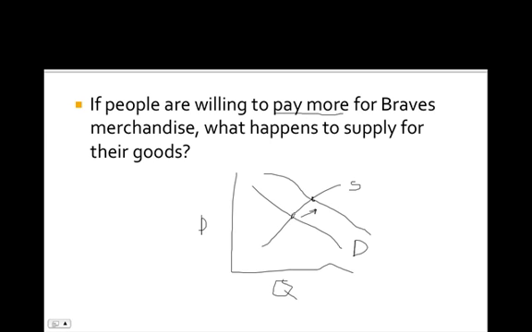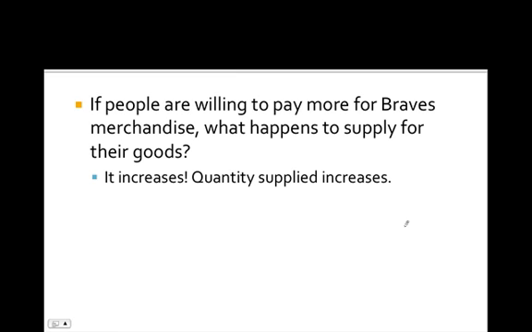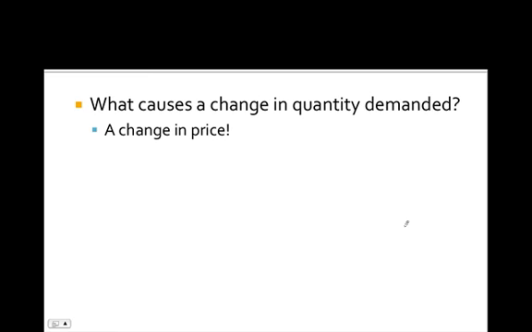So a demand for Braves baseball caps means that people are willing to pay more for the same product, which means that suppliers will supply more. So you'll end up here. So quantity supplied would increase.